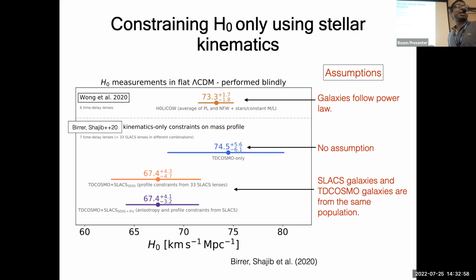So there is an assumption here too. The assumption is that the SLACS lenses are from the same parent population as the time delay lenses, which may not be true because the mean redshifts of these 2 samples are quite different. The time delay lenses have a mean redshift of 0.6 and SLACS lenses have a mean redshift of 0.2. So this is an illustration of the current status of time delay lensing measurement of the Hubble constant based on different levels of assumptions.